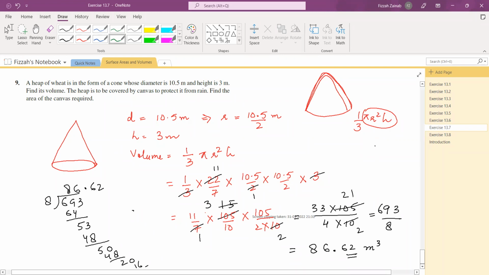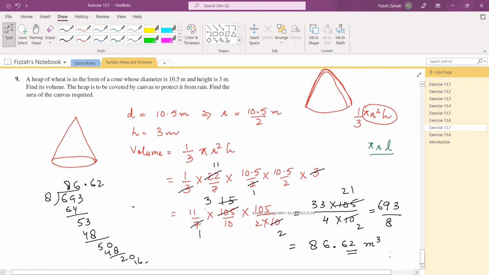Yes. Ma'am, pi r L square. No, there is no formula with the L square, right? Only pi r L is the formula. You don't have L square in any of the formulas. Okay, pi r L. So you don't know what is L here.